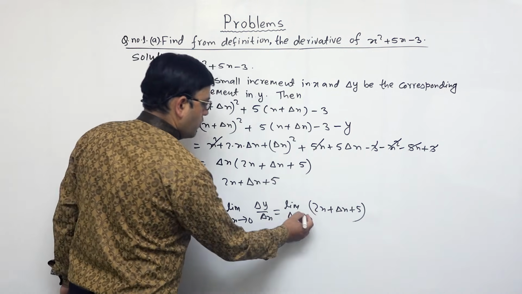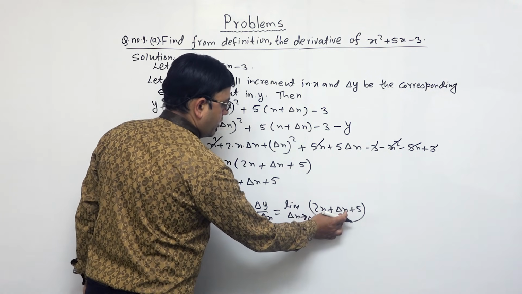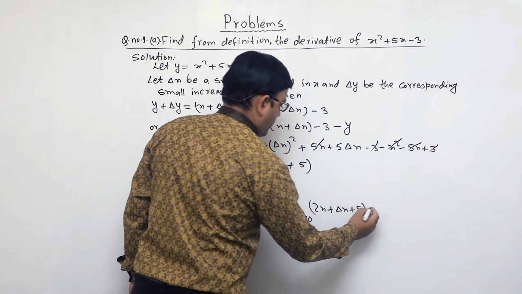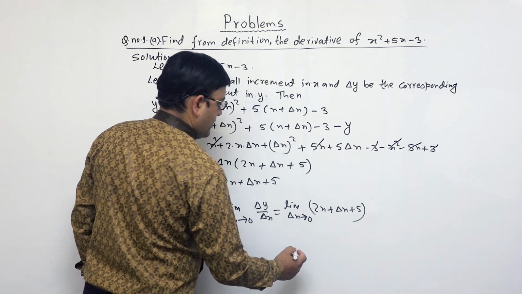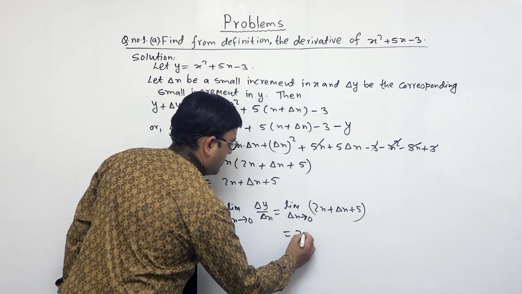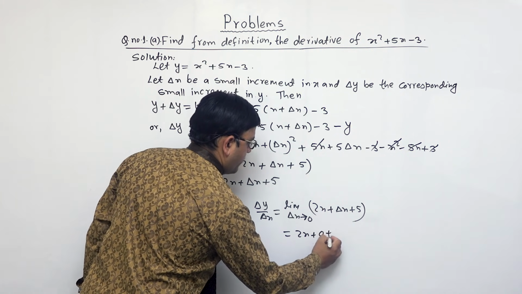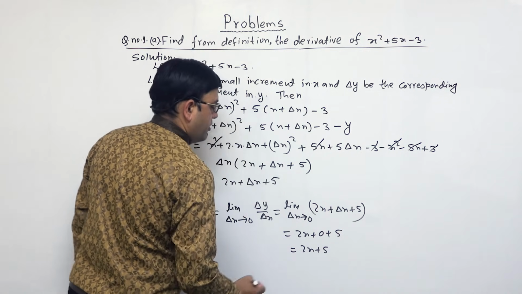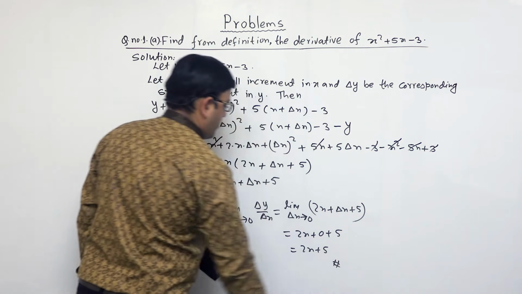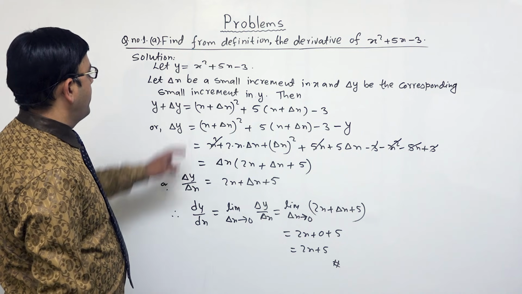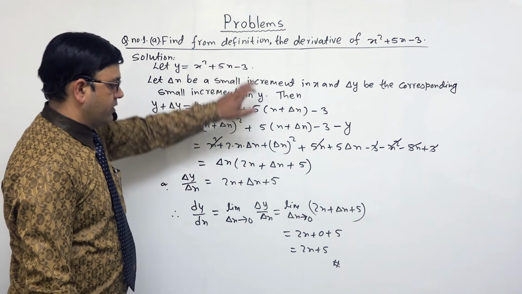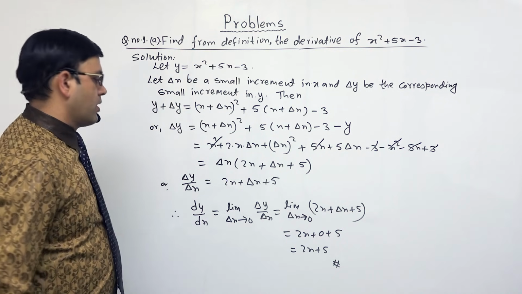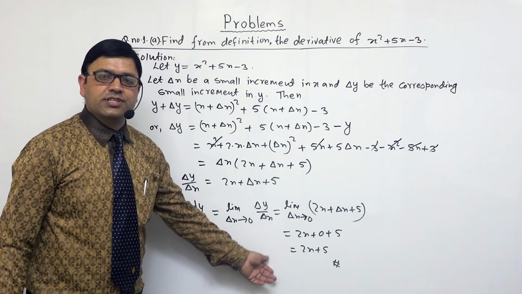So del x tends to 0. हामीले del x को अब भ्यालु यहाँ 0 राख्यौं भने कति हुन्छ त हेर्नुस् त, so we get 2x plus 0 plus 5 भयो, so this is equal to 2x plus 5. In this way we found the answer: derivative of x square plus 5x minus 3 from definition or from the first principle. This is the answer of this one.